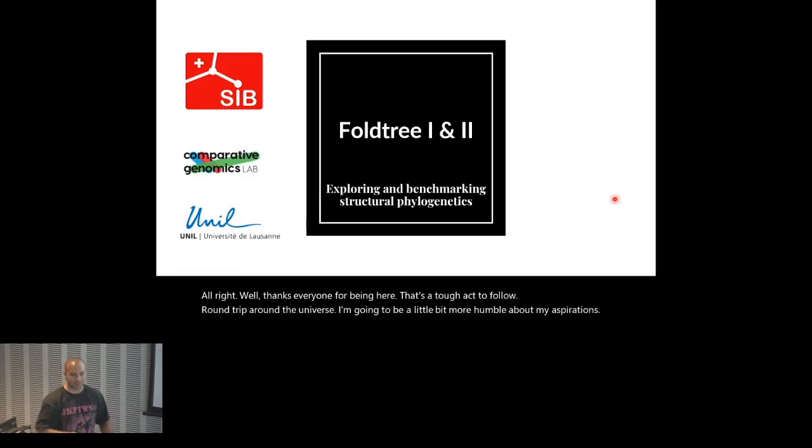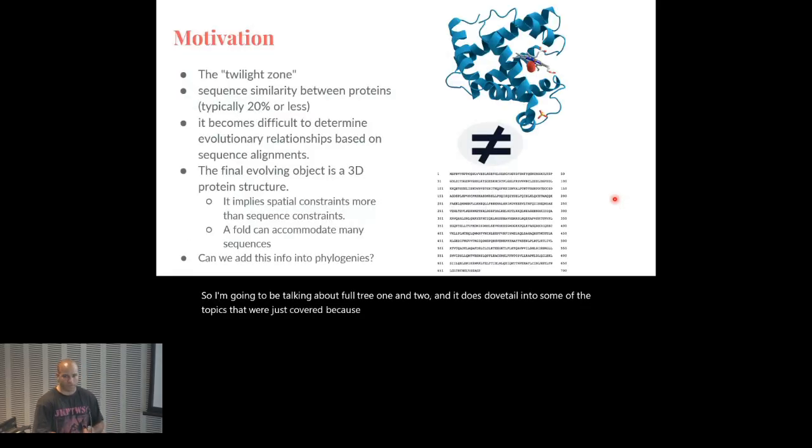So I'm going to be talking about Fold Tree 1 and 2, and it does dovetail into some of the topics that were just covered because I'm looking at evolutionary relationships through the lens of structure. We know that this approximation of looking at structure as just a chain of characters is inappropriate because the environment is actually what's interacting with these structures and putting pressure on them. We can't just look at them as a flat little sequence.